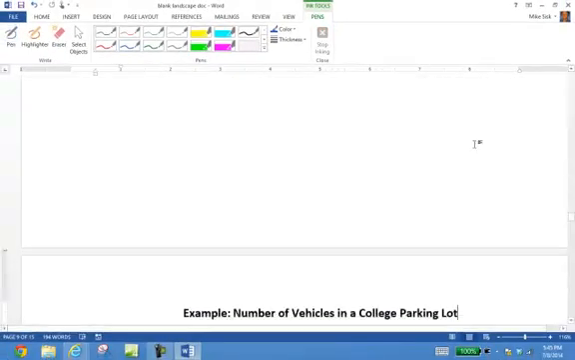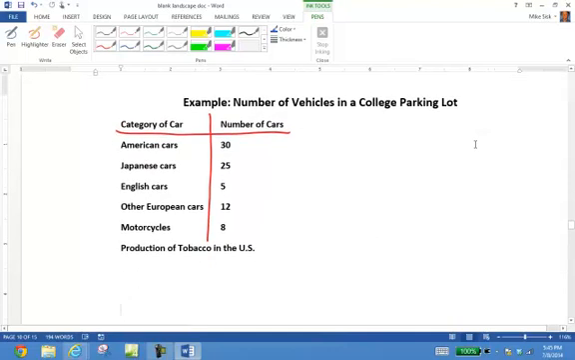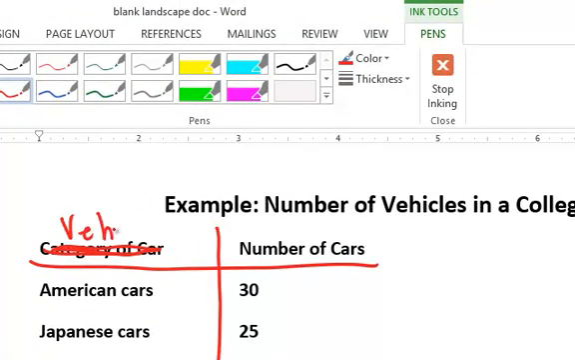Now, I happen to have an example that I'll show you right here, and we're looking at the number of vehicles in a college parking lot. Notice that in this particular illustration, the data has the category of car. Notice the cars are American cars, Japanese cars, English cars, European cars, motorcycles. And that probably shouldn't say category of car, it probably should just say category. I got this out of a book, I might be even better off using the word vehicle right here so I can include motorcycles in there.